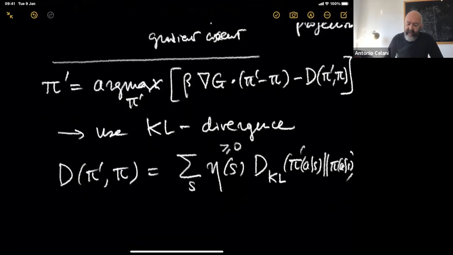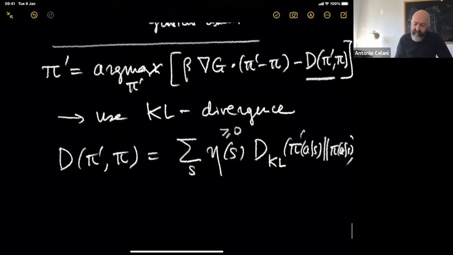Now let's try and do the same thing that we did before, now with this object. Clearly, this quantity here now is not anymore quadratic. It's more complicated. But the bottom line is that if we use the Kullback-Leibler divergence, we are actually able to do this maximization exactly. Okay, so let's see how it works.